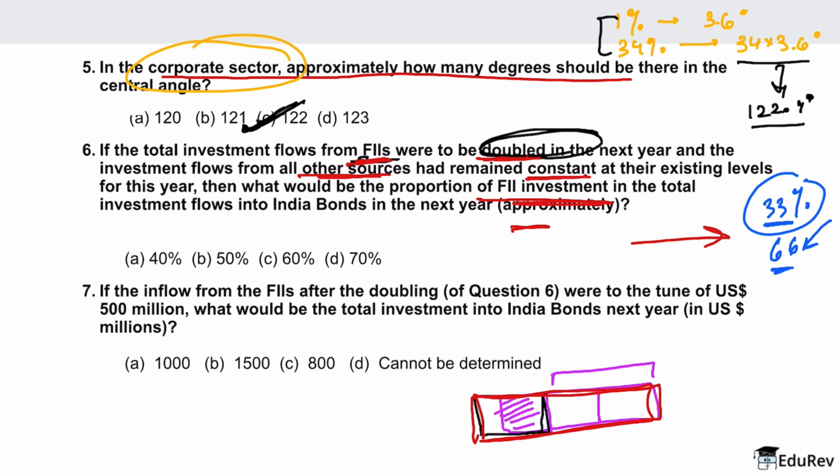Correct. Similarly this also happened in this. When my FII doubled to 66, whereas all the other things were constant, then my total will also increase. So if this has doubled, that means 33 has increased, so obviously the total will be 133 instead of 100. Correct. So it is approximately 133. Correct. So now 66 out of 133 is approximately equal to what? 50%. I can say that, right? So 50%. This is the answer.